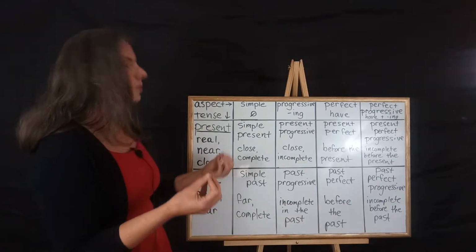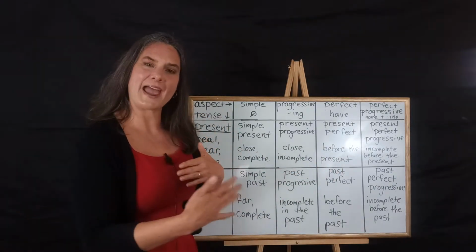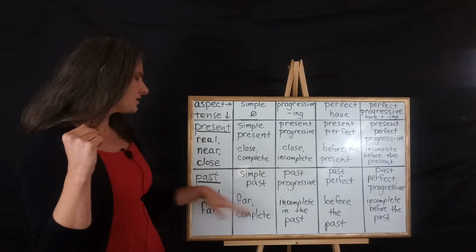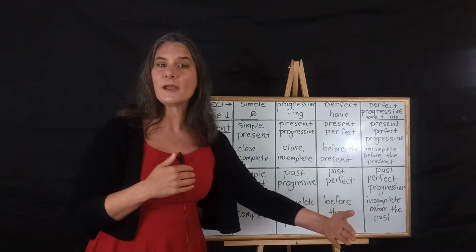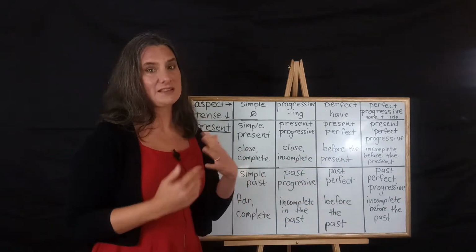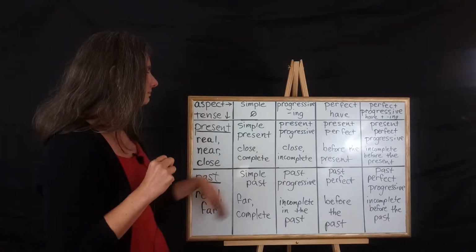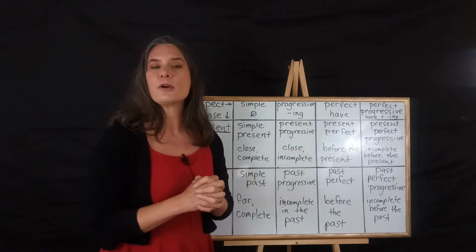Okay, so a lot of this has to do not with what happened or what the action is, but how we think about the action. Okay, so this is something that was incomplete and ongoing at a time in the past usually, or for some reason, some other reason far away from us. Okay, so the next one is perfect.